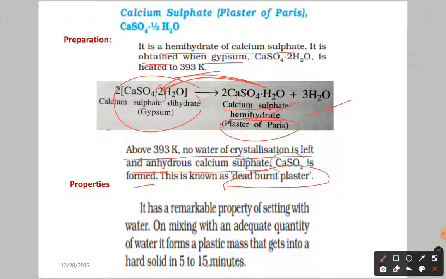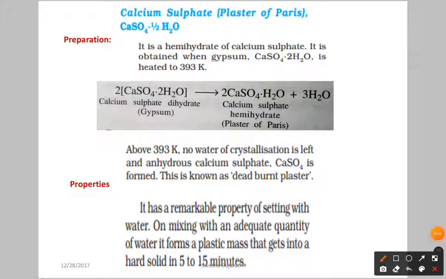Simply means what? If you have only calcium sulfate, you are going to heat at 393. If you go above that, what happens? We don't have any water molecule in the crystal. That is called dead burnt plaster. Now if you see the properties, it has a remarkable property of setting with water. Okay, so it is going to set very properly with the water. How that happens, we will see later.